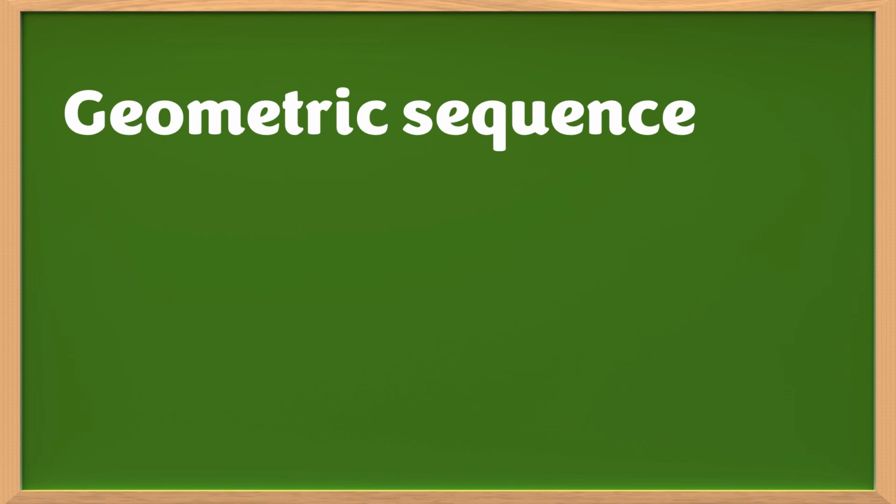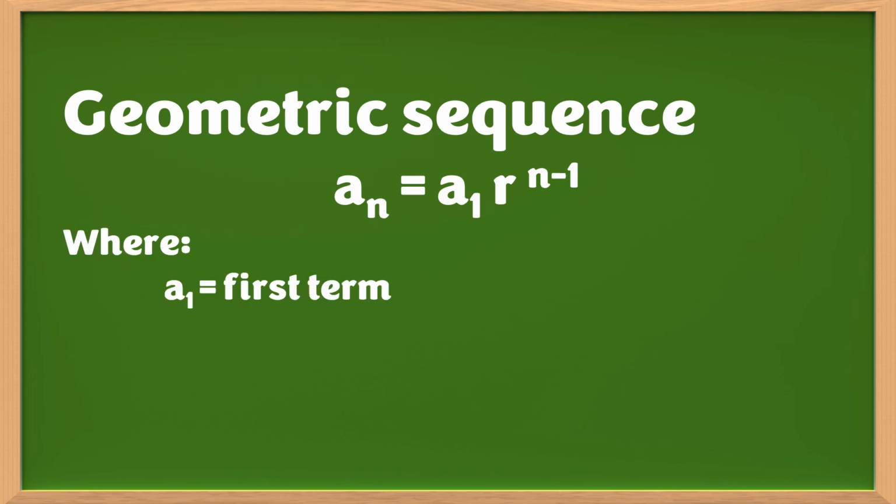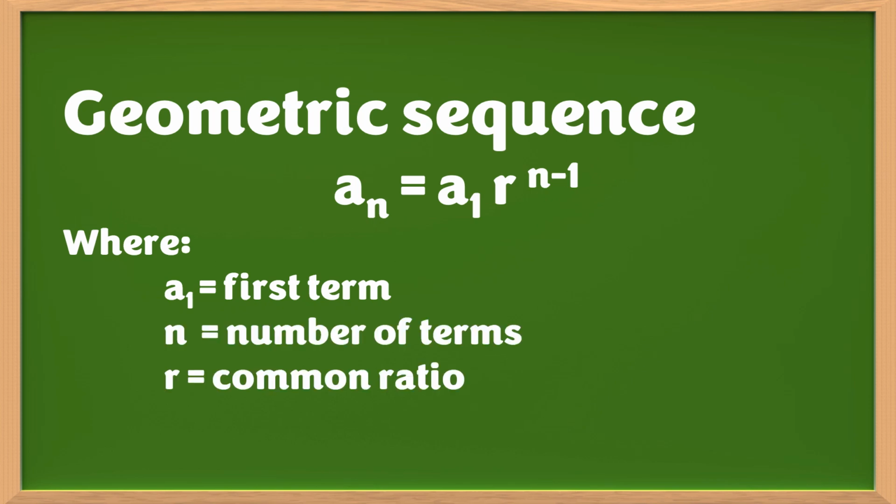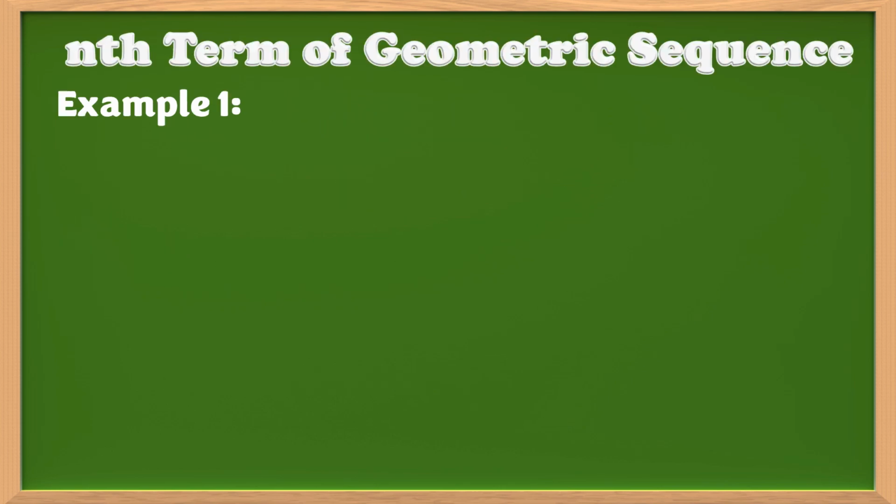The general term of the geometric sequence is a sub n is equal to a sub 1 times r raised to n minus 1, wherein a sub 1 is the first term, n is the number of terms, and r is the common ratio. Let us discuss now the process on how to determine the nth term of a geometric sequence. Let's have example number 1.